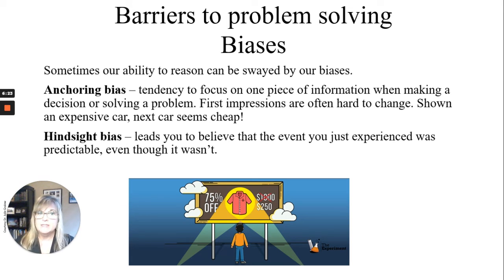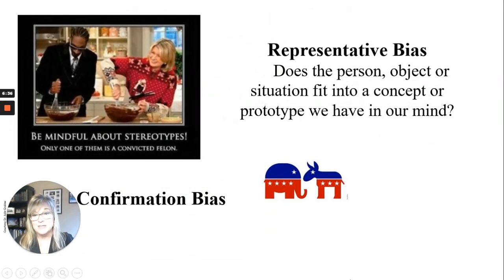Hindsight bias, we have this idea that we could have predicted what just happened to us, even though we couldn't have. So a lot of times we beat ourselves up for thinking that there was some sort of reason that we should have known or something we should have seen, and oftentimes it's not the case.